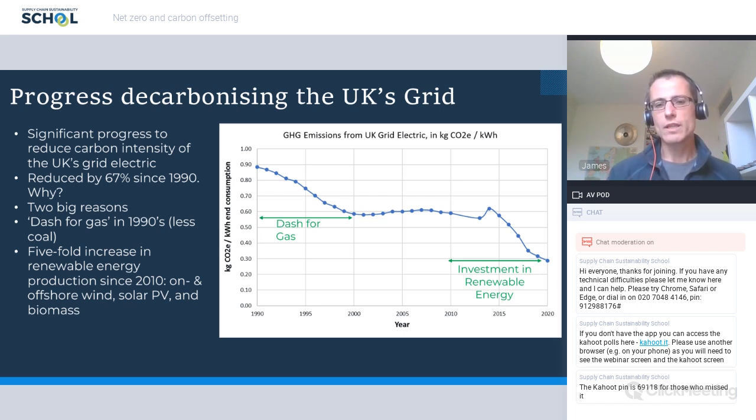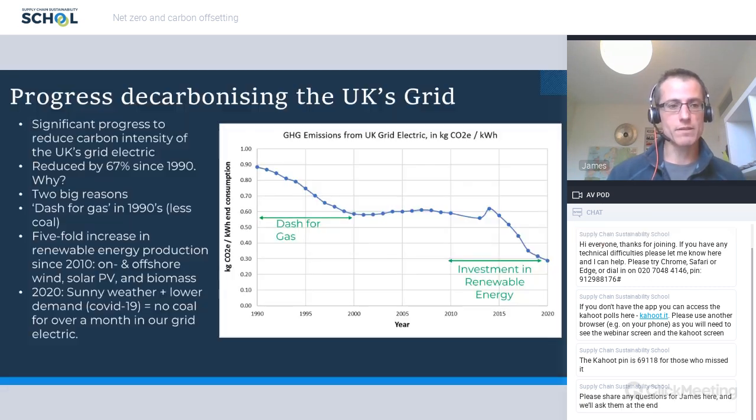So any of you who have ever used DEFRA's emission factors for calculating your carbon footprint, you'll be using this data, and it changes year to year as the grid mix shifts. And more recently, we've seen the grid intensity dropping a lot lower.